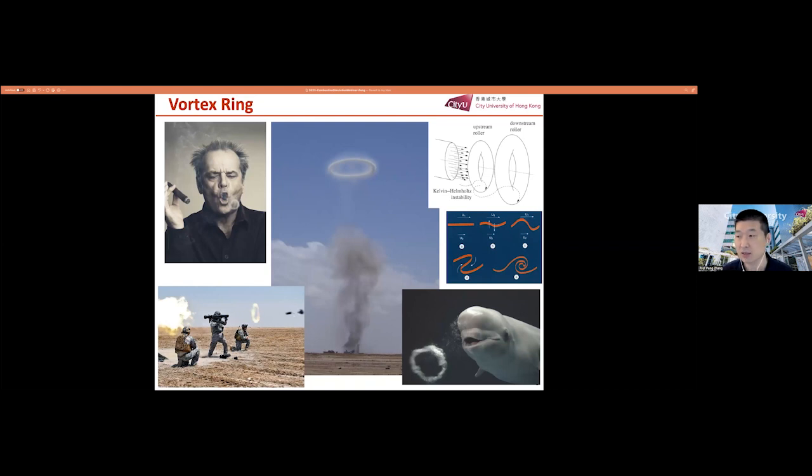In case my audience are not familiar with vortex rings, I just show you some figures. There are vortex rings everywhere. You can see them in many phenomena in nature. As long as we can suddenly or quickly push a flow out of a circular orifice, then due to the intrinsic Kelvin-Helmholtz instability, due to the discontinuity of velocity, there are unstable waves. The unstable waves will grow and then roll up the interface and finally form the vortex ring. So even the dolphin knows how to make a vortex ring.